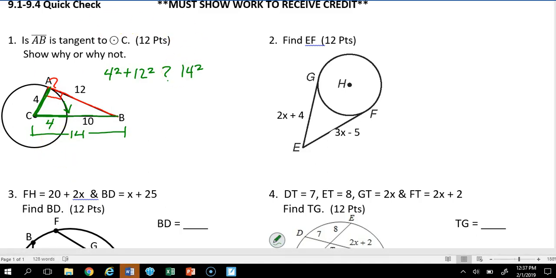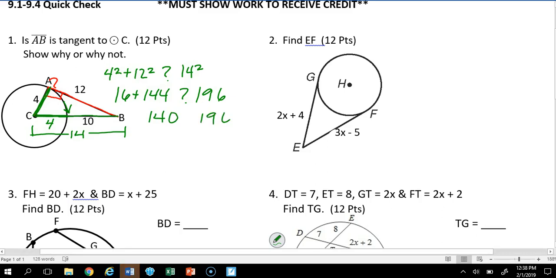So this is 16 plus 144. And again, we're asking ourselves the question, is that going to be equal to c squared? So this is 196 here. When we add 16 to 144, we get 160. And over here we had 196. So these are not equal. Thus, this angle right here is not a right angle.